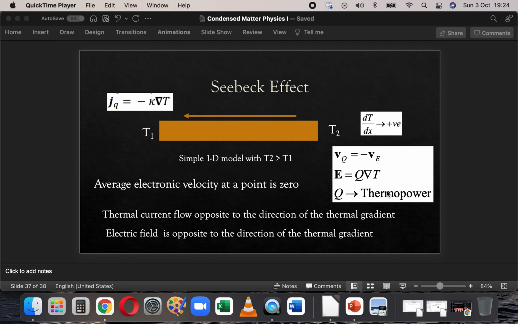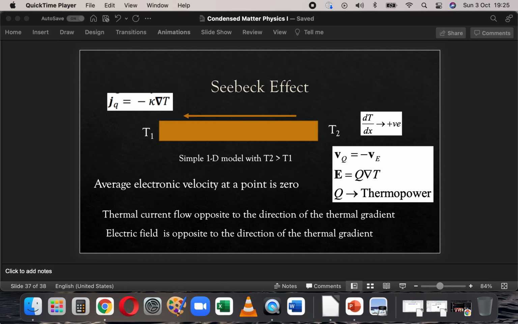So the Seebeck effect is governed by this equation, where the electric field E is given as Q times the gradient of the temperature, E = Q ∇T. Q is called the thermopower. Now in the case of thermal conductivity, we wrote the expression J_Q = -κ∇T, and we said that the thermal conductivity is always positive.